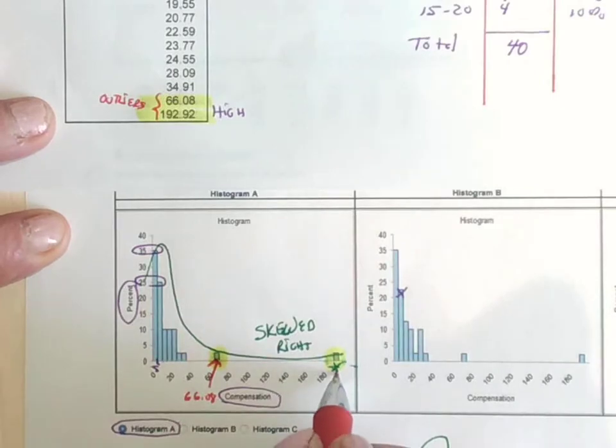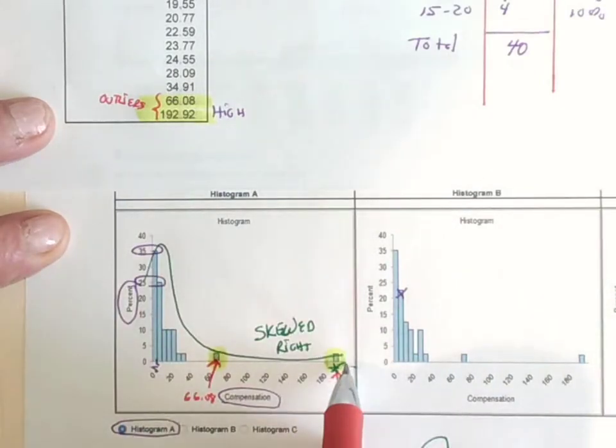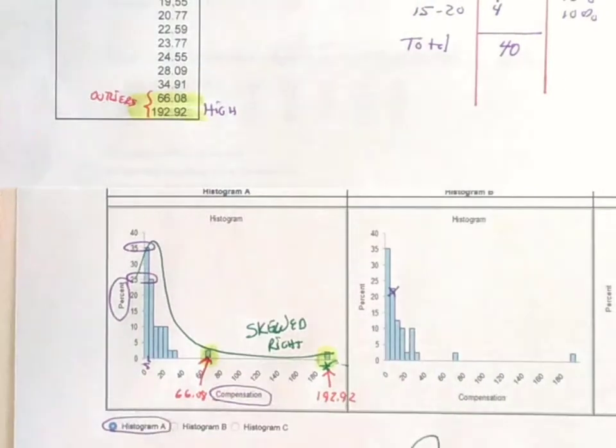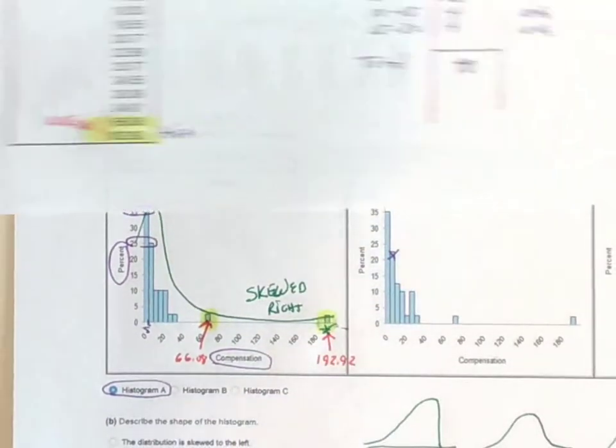And then over here, this point right here is way to the right, and that does look like 192.92. So I hope that helps.